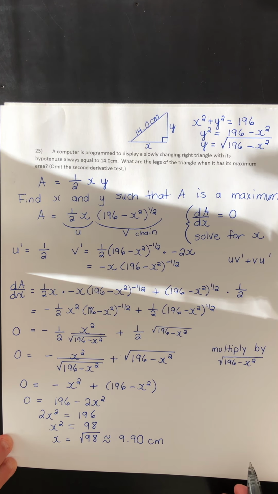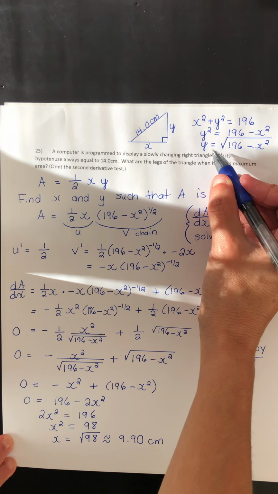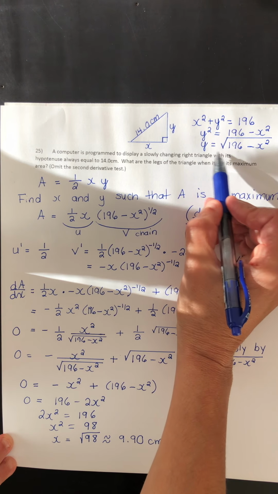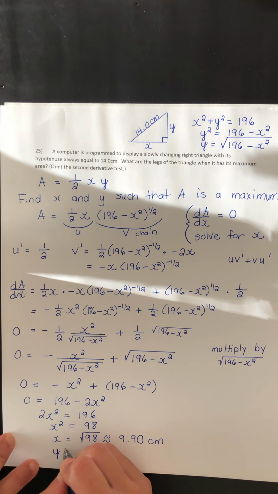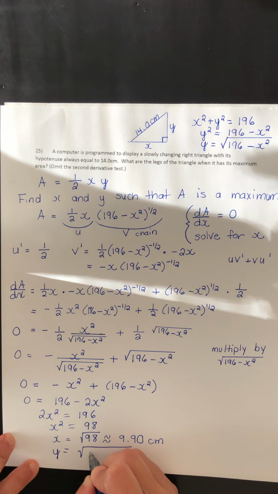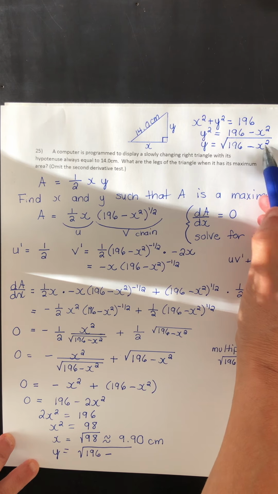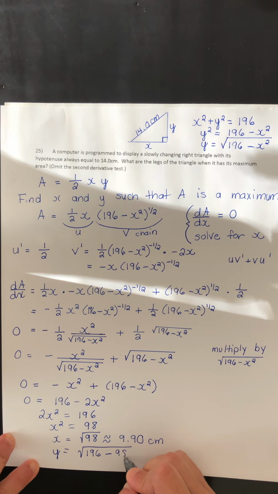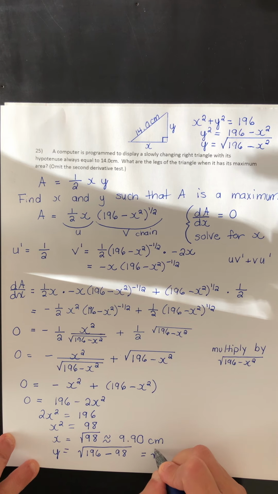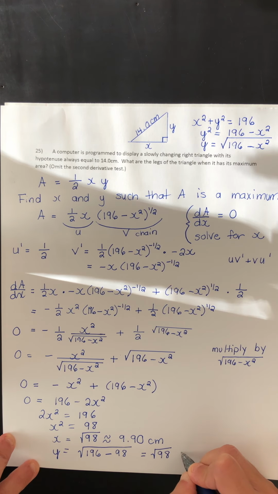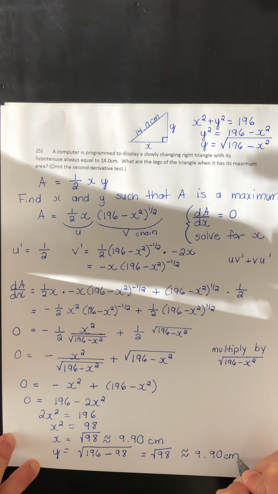And then once you know your value of x, it's the square root of 98, we can then find the corresponding y value, because remember the Pythagorean theorem holds. So y is the square root of 196 minus x squared, or 98. So y is also the square root of 98. So it also is roughly 9.90 centimeters.